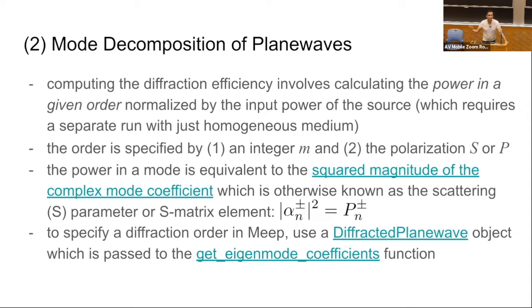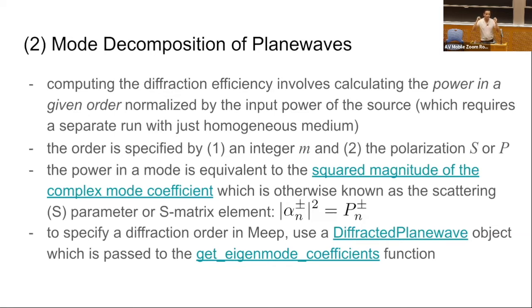It's essentially equivalent to a scattering matrix or scattering parameter that we were talking about in the previous talk. It's a complex quantity. The imaginary part describes the relative phase of the mode relative to that of the source. But the squared magnitude of the complex mode coefficient gives you the actual power in that mode. So Meep takes care of this for you under the hood.